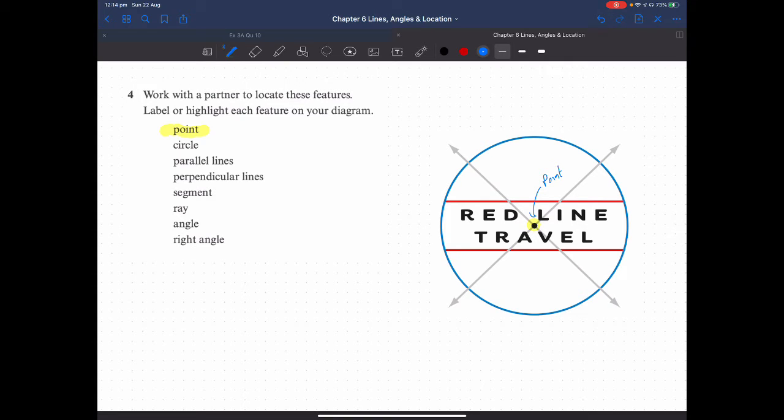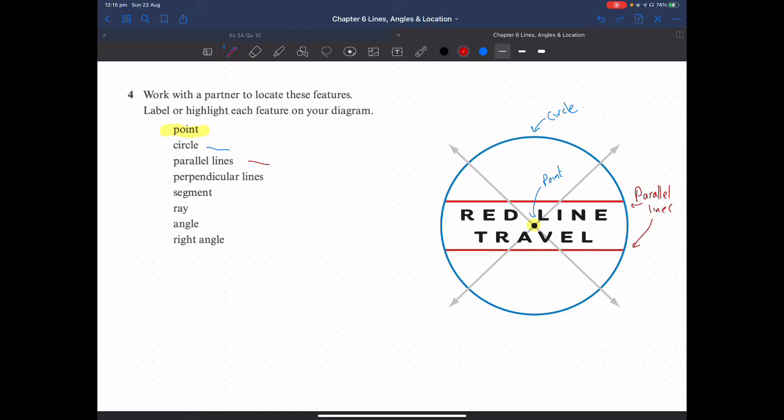We're asked to label the circle. The circle is the blue line along the outside of the shape. We're then asked to label the parallel lines. We talked about the parallel lines previously. The parallel lines are the two red lines. So I have done an arrow to both in red.